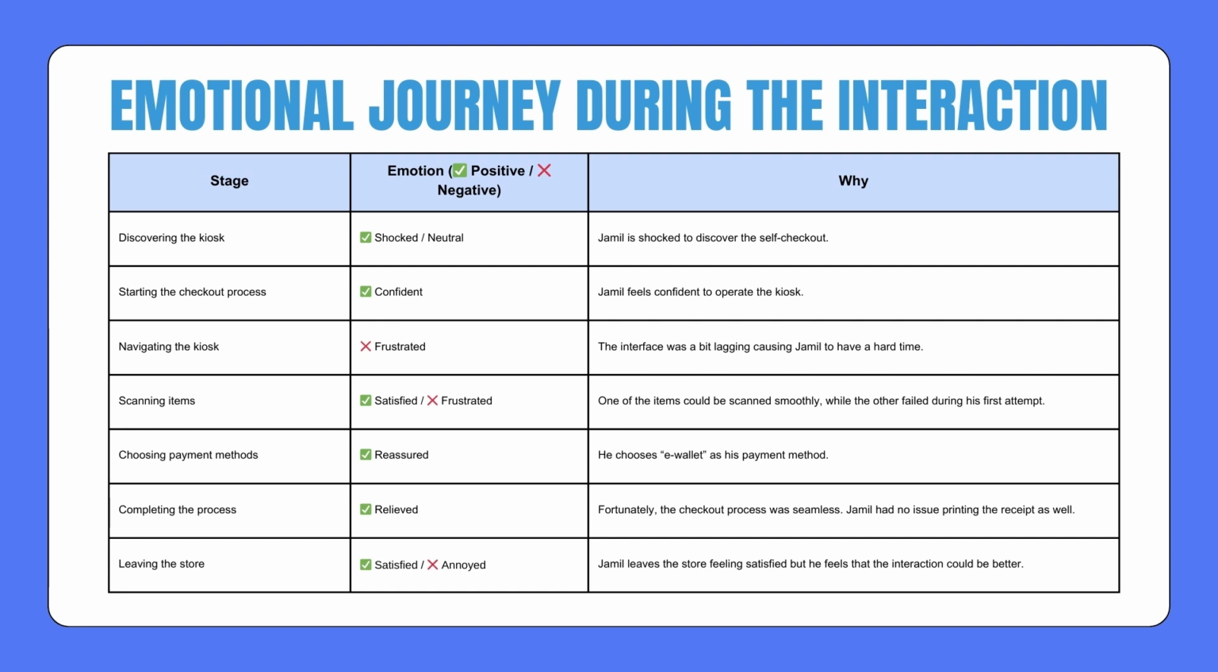The fourth one is scanning items. Jamil feels satisfied/frustrated. One of the items could be scanned smoothly while the other failed during his first attempt. The fifth one is choosing payment methods. He feels reassured. He chooses e-wallet as his payment method.